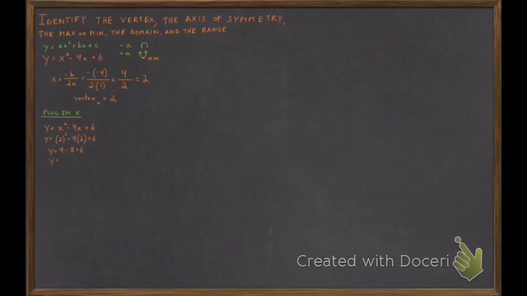Alright. Let's put all the positive numbers together. We get 4 plus 6, which is 10. So we get 10 minus 8, and we see that y equals 2. So our vertex y, vertex sub y equals 2. So we can say that our vertex, we'll write that in green, we'll put it here, make it nice and big. Say our vertex is 2, 2.